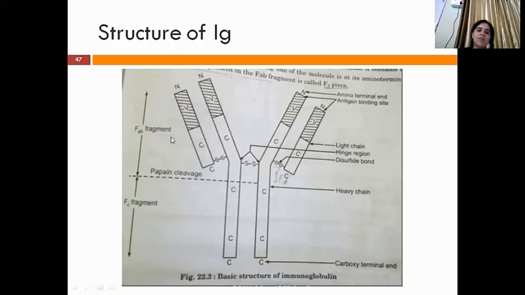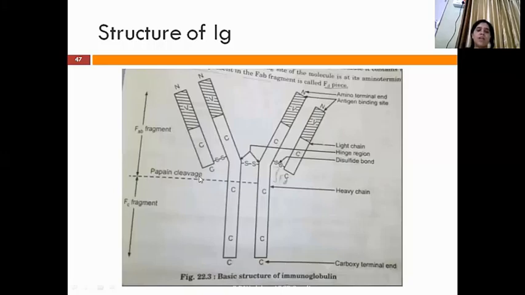Now this Fab fragment, or the upper portion, has the antigenic property. It means it has the antigen binding site. So that's why it is known as antigenic. The polypeptide chain is divided into two portions. This is the variable region. This is the constant region. The variable region end usually contains the amino terminal, and here it contains the carboxy terminal.